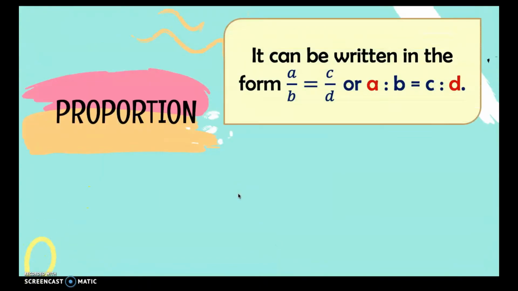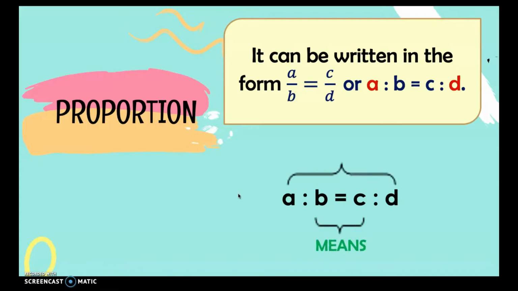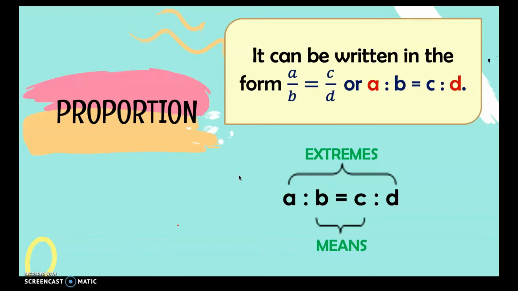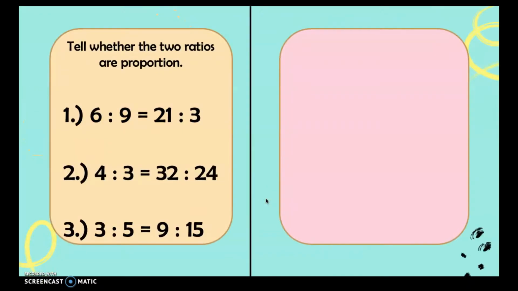Now, as I've mentioned earlier, it can be written in fraction form, where A over B is equal to C over D, or A is to B is equal to C is to D. In A is to B equals C is to D, B and C are called the means, and A and D are the extremes, meaning the outer numbers are the extremes and the inner numbers are the means. Two ratios are equal, or called a proportion, when the product of the means is equal to the product of the extremes. Let's have these examples.